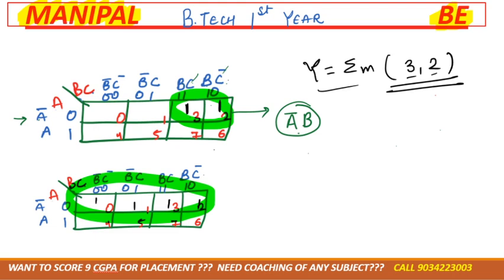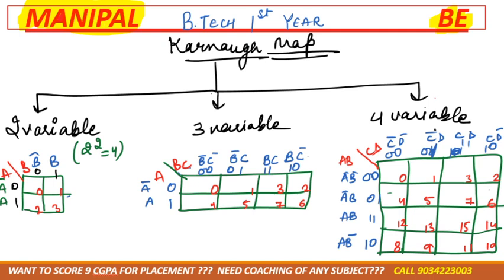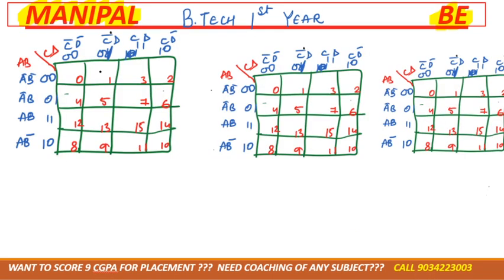Now do the naming. C bar and C will also cancel. B bar and B cancel. C and C bar cancel. All are cancelled. Final answer is A bar only. Understood now? Yes, ma'am. Okay, now let's do the four case.